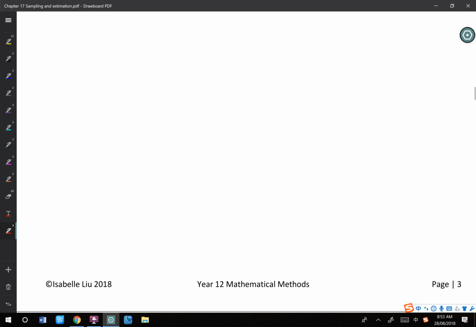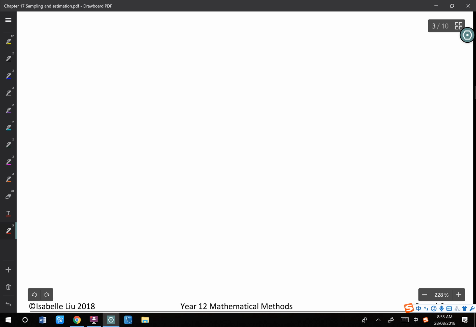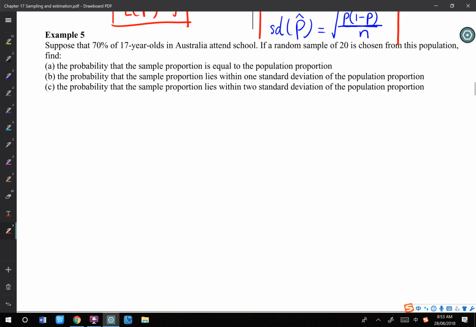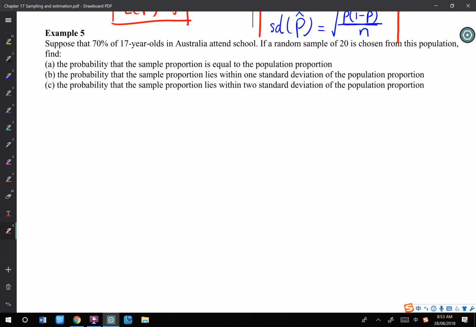Let's have a look at the example here. Suppose that 70% of 17-year-olds in Australia attend school. What's the 70%? What amount is that? Yeah, 0.7. What variable is that? That's your population proportion P. So in the whole population, you have 0.7 of these 17-year-olds in Australia attending school.